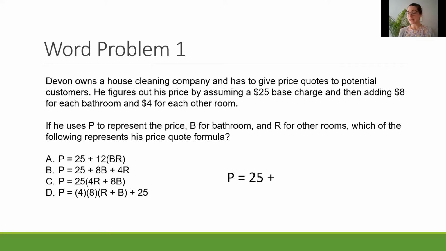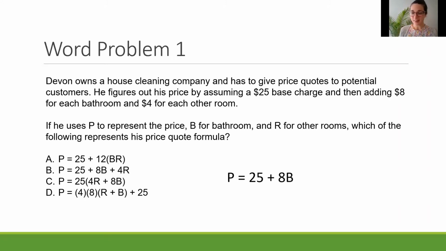That means that anybody who calls this company and says, I want you to clean, has to pay minimum $25. Everyone has to pay that. So I know that I can go ahead and put that in the equation, and that's going to help me understand how much a person needs to pay, because we know for sure everyone pays that 25. And after it, I see $25 base charge and then adding. So when I see that word adding, I know I'm going to put a plus sign.